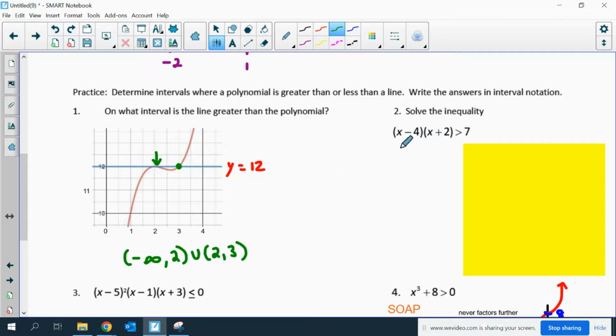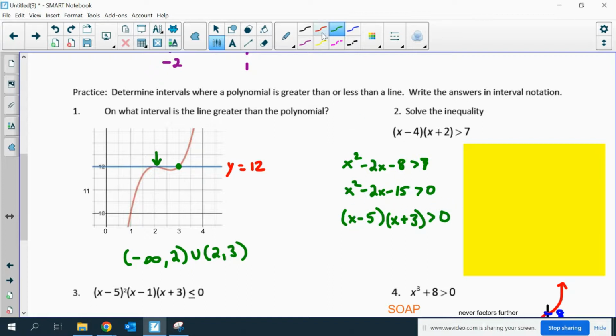So what I'm going to do, if I want to solve this algebraically, is I'm actually going to distribute this. So if I distribute that all out, I get x squared minus 2x minus 8 is greater than 7. Subtract the 7 over and factor again. So I have x minus 5 times x plus 3 is greater than 0.